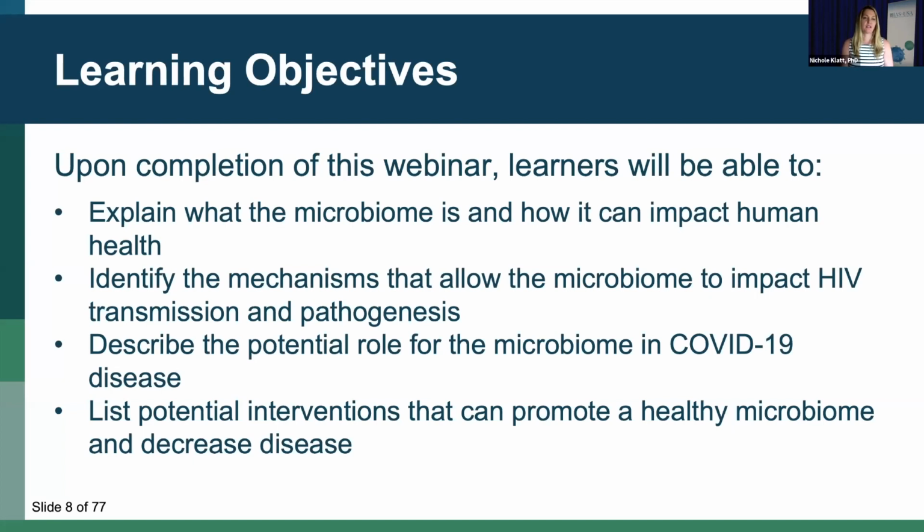So the learning objectives for today: I hope that after I'm done, you will be able to explain what the microbiome is and how it can impact human health, identify the mechanisms that allow the microbiome to impact HIV transmission and pathogenesis, and describe the potential role of the microbiome in COVID-19 disease. Also, to be able to list potential interventions that can promote a healthy microbiome and decrease disease.